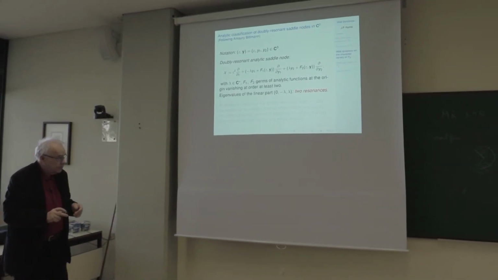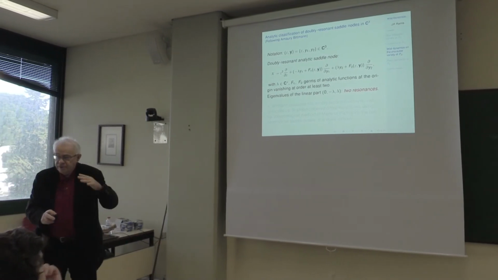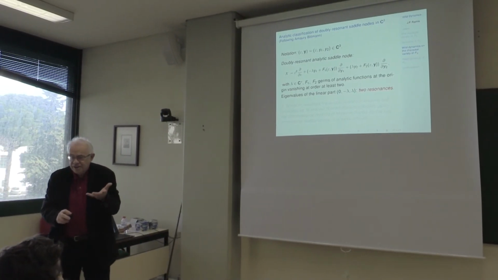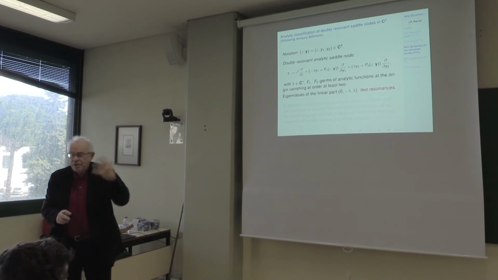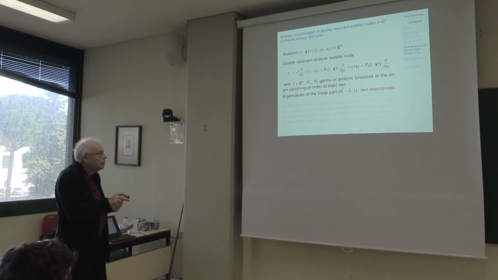So for this problem, you have a saddle node with the classical 0 resonance of saddle node plus another resonance due to the symplectic structure. Each time you have a symplectic structure, you have a resonance.